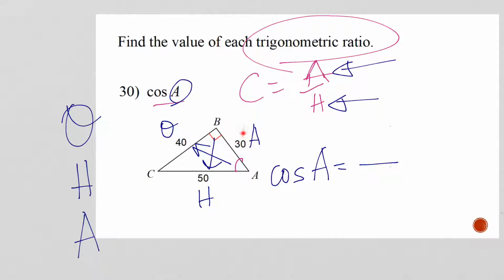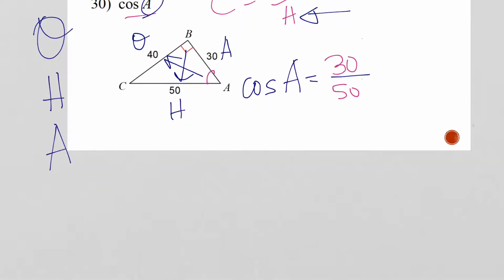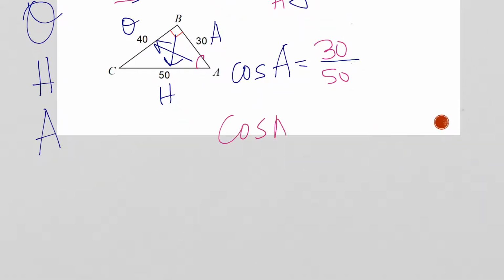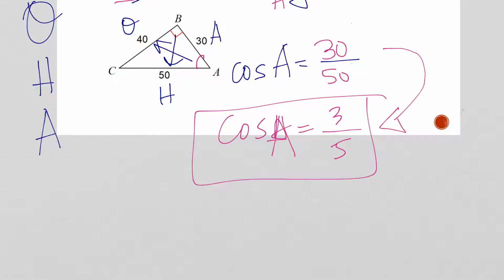My A is equal to 30, so I'm going to write 30. And my H is equal to 50. They're going to expect you to reduce your fraction. So I can reduce 30 and 50 by 10, which will give me 3/5. So this one is just reduced.